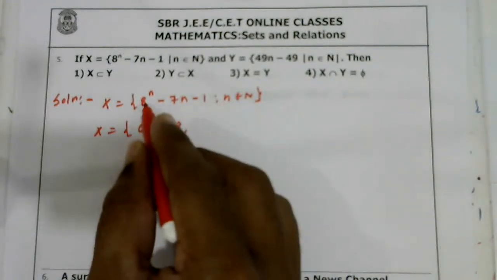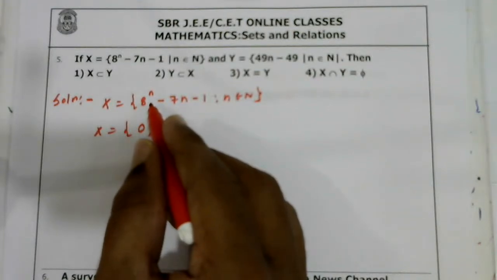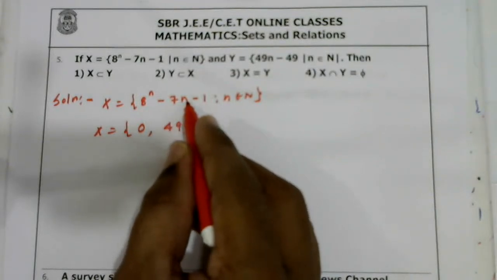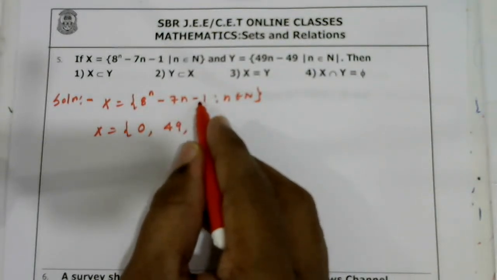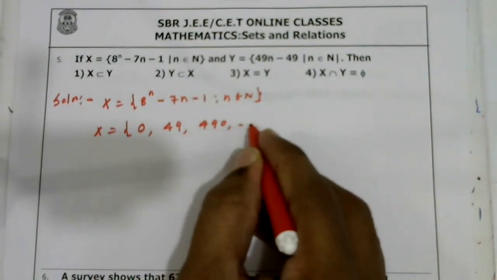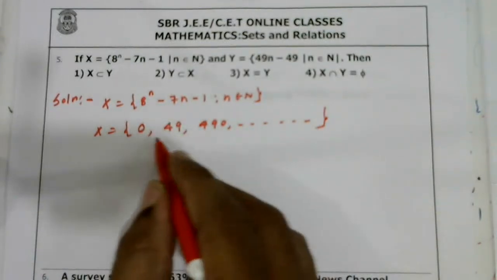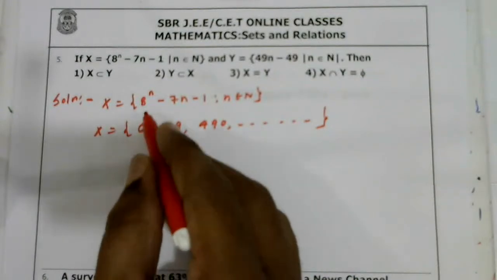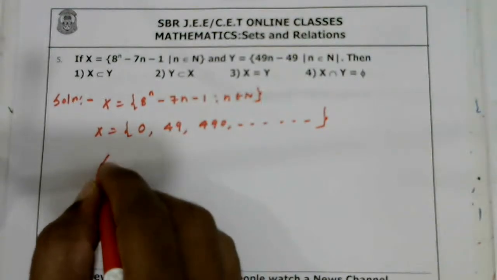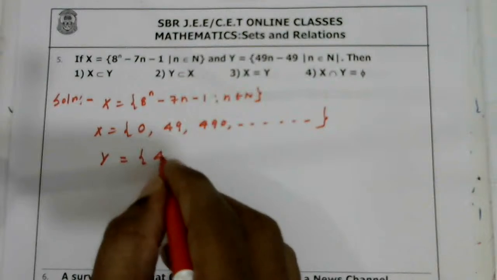Similarly, if I put n equal to 3, 8 power 3, right? What is 8 power 3? 512. 512 minus 7 threes is 21, minus 21 minus 1, minus 22. So 512 minus 22 you are getting as what? 490. Likewise, the elements will keep coming as I go on changing the n values. These are the elements present in set X, where X is defined as 8 raised to n minus 7n minus 1. Let us see what elements are present in Y, where Y is defined as what?